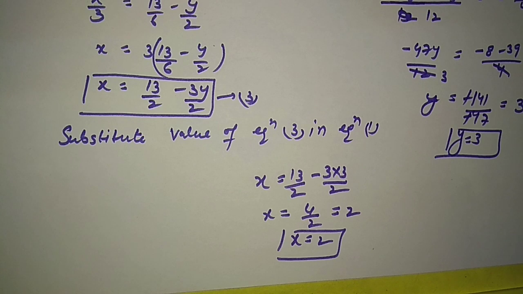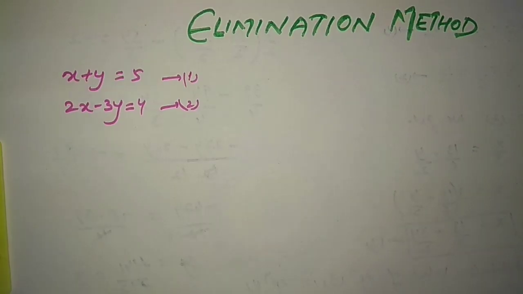So let's proceed with the next method, that is elimination method. Here is our question, that is x plus y is equals to 5 and 2x minus 3y is equals to 4. Let the equations be first and second. In elimination method we have to eliminate one of the variables. You can eliminate any one of the variables. Now how will we eliminate one of the variables?